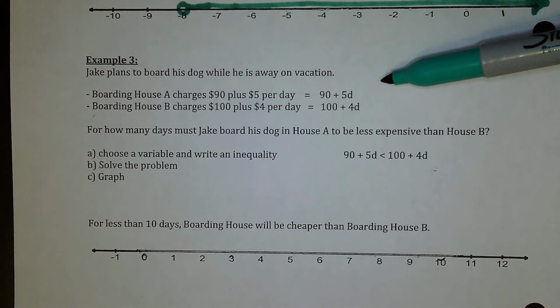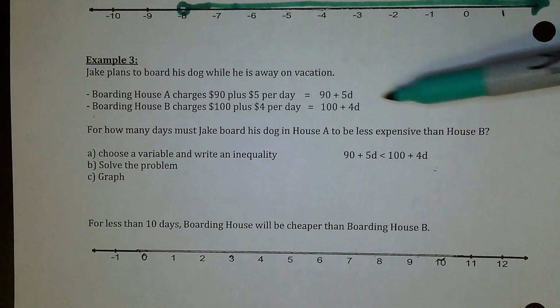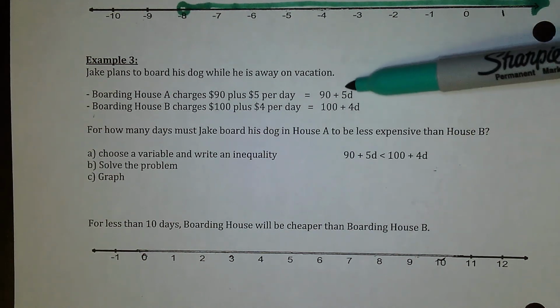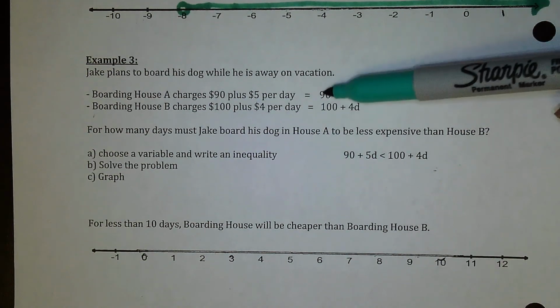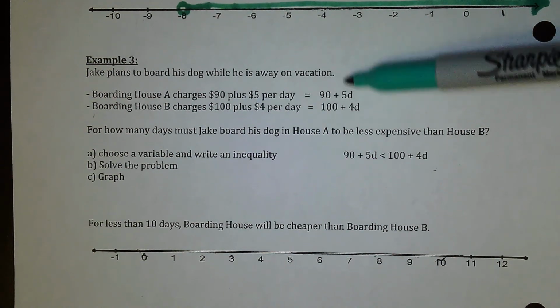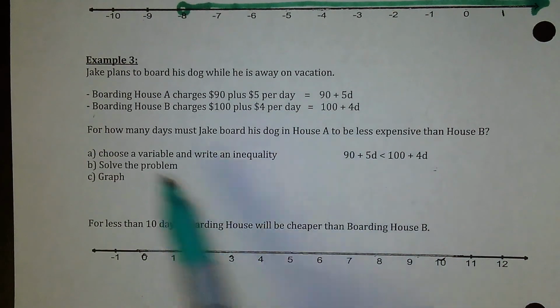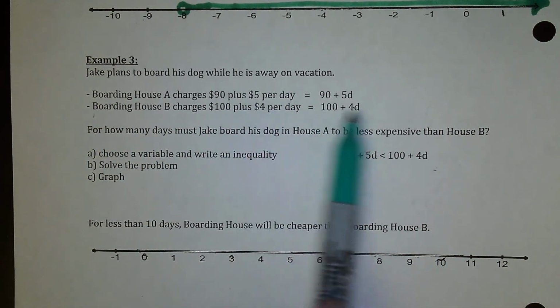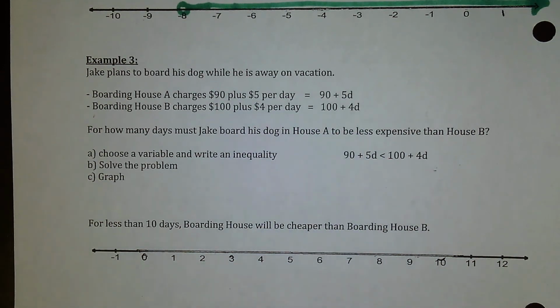He could go with boarding house A, which charges $90 plus $5 a day. So we can write that part of the expression as 90 plus 5 times D, so times the number of days. So 1 day, it's going to be $95. 2 days, it's going to be 90 plus 10, right? And get 100. Boarding house B charges 100 plus $4 a day. So slightly different, very similar, but it's going to depend on your number of days.